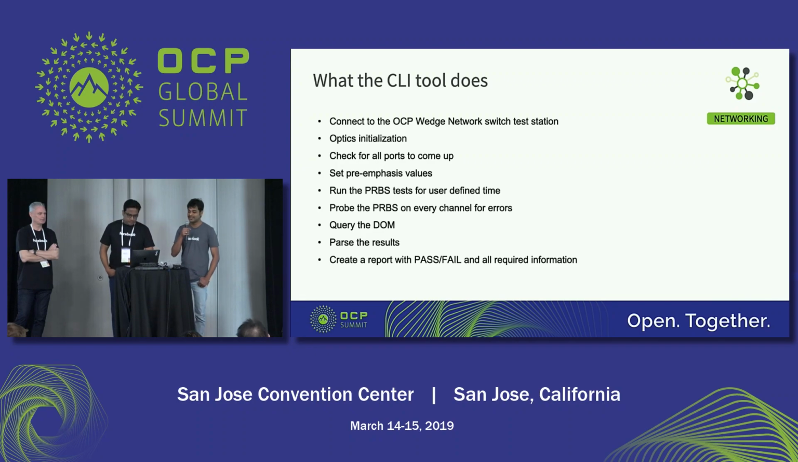So zooming in on what the CLI tool does, it first connects to the OCP wedge network switch. Then using the open source CP2112 util, we initialize the optics. Then we set some pre-emphasis values to compensate for the high frequency losses on the PCB bus. We then run the PRBS tests, and then based on the results of the PRBS tests and the DOM readings, we pass the output and come up with the results, which says whether the optic is good or bad, and also some other associated information.